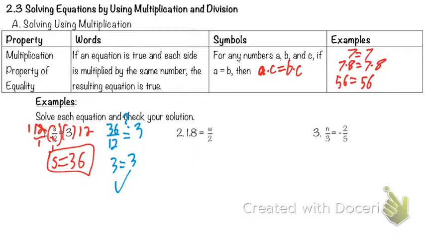All right. Number 2. 1.8 is equal to W over 2. I want you guys to try this one on your own. And when you have it or have questions, raise your hand.